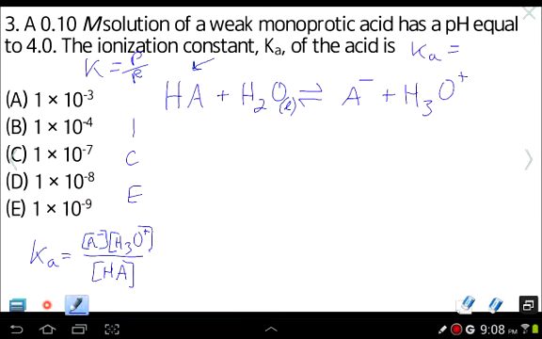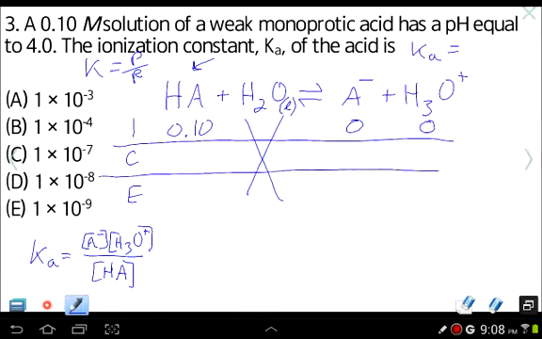So the beginning concentration is 0.10 molar. We don't care about the water because water is not going to go into the equilibrium expression. A- and H3O+ are zeros. This is always how we treated the icebox. Then we have some sort of change, and we have to lose on the reactant side and gain on the product side, plus X and plus X.